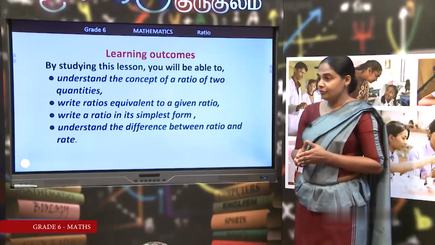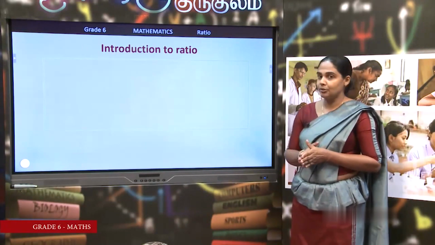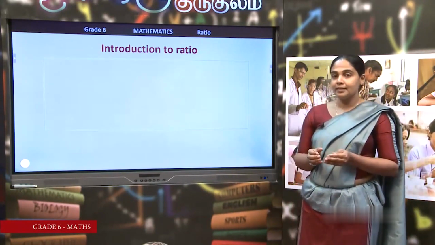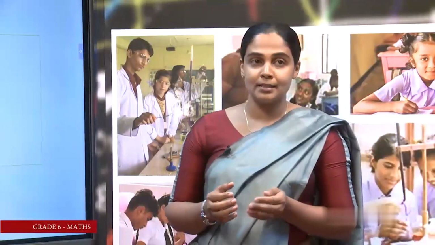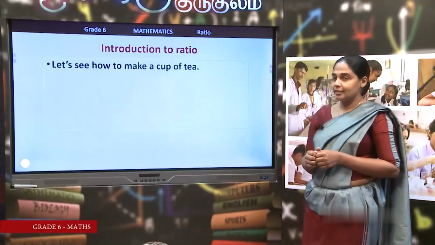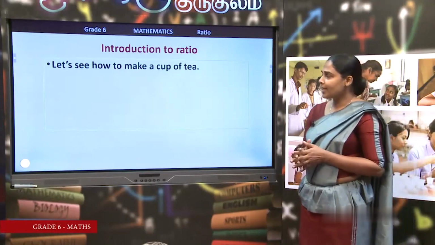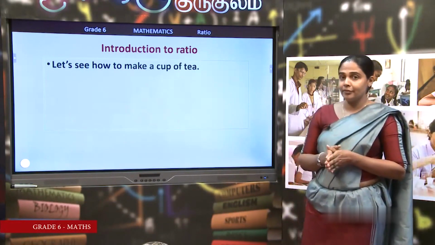Now, first of all, we should identify what is a ratio. To introduce what is a ratio, I like to explain some examples. Can you make your own cup of tea? Let's see how to make a cup of tea. How we can make it? Then your delicious cup of tea.